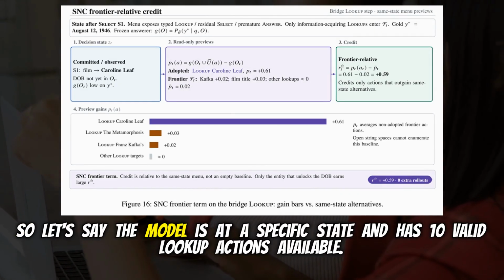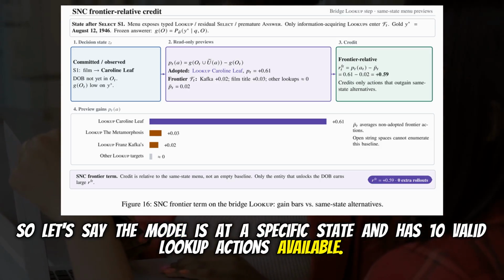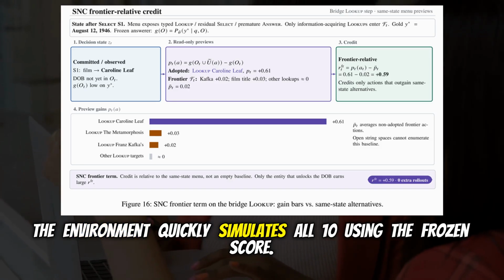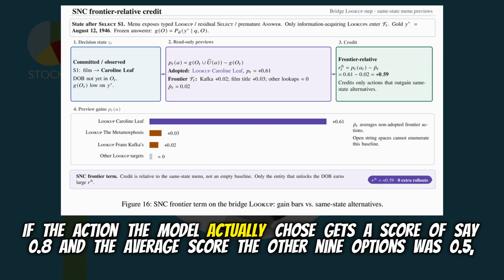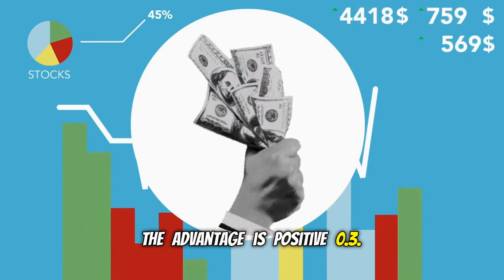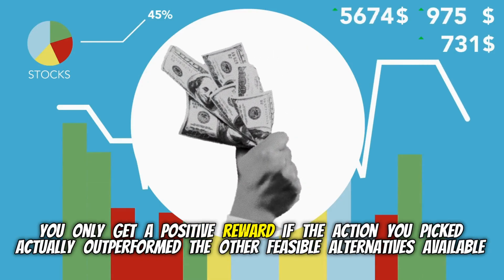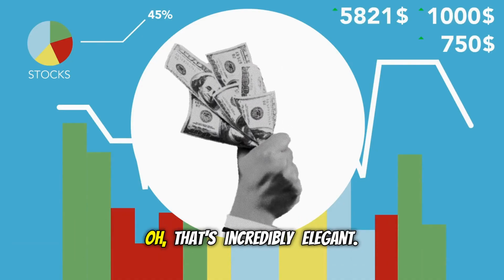Exactly. So let's say the model is at a specific state and has 10 valid lookup actions available. The environment quickly simulates all 10 using the frozen scorer. Yeah. If the action the model actually chose gets a score of, say, 0.8, and the average score of the other 9 options was 0.5, the advantage is positive 0.3. You only get a positive reward if the action you picked actually outperformed the other feasible alternatives available to you right then and there. Oh, that's incredibly elegant.